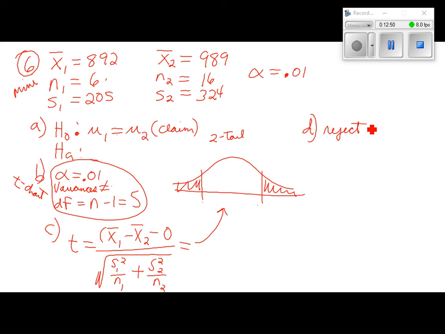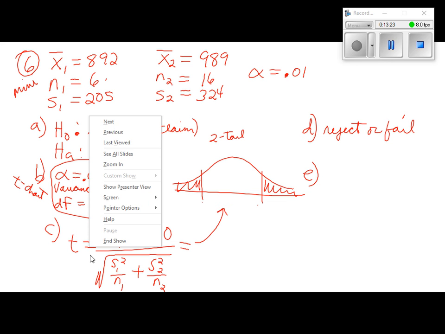For part D, and then part E, remember, is where you got to explain it. So you're going to say something like, with a 1% level of significance, there is or there is not enough evidence to do whatever, for the claim that the bumper repair for mini cars and mid-size cars is equal to each other.